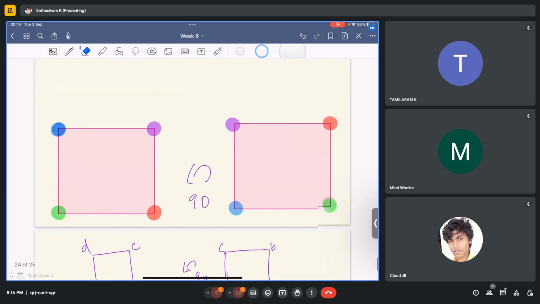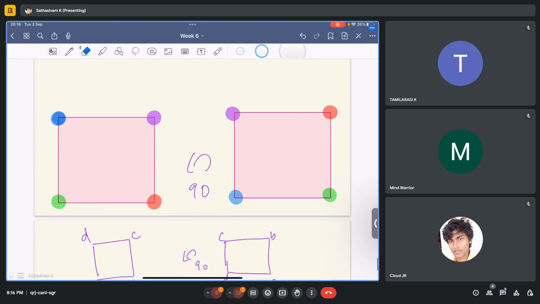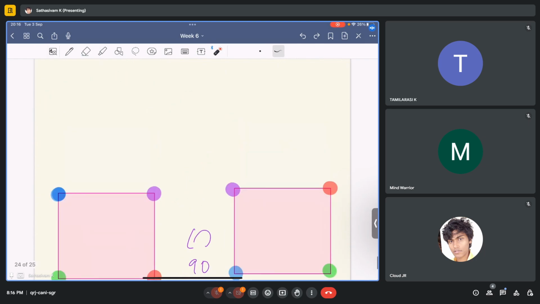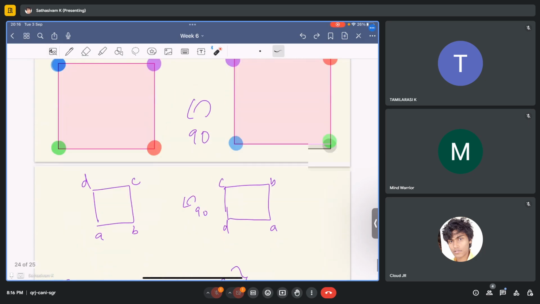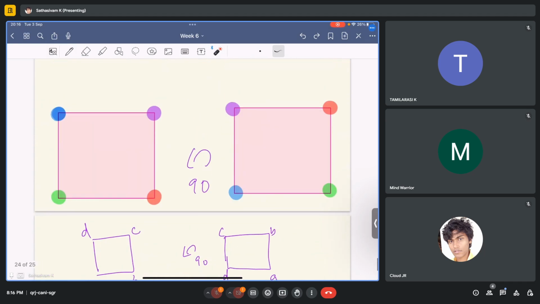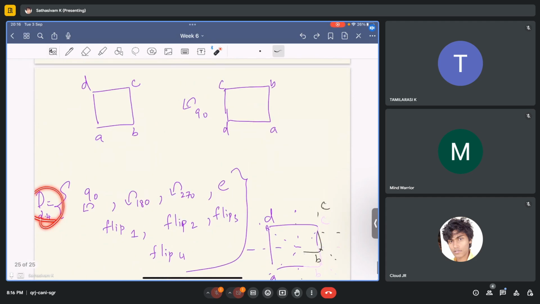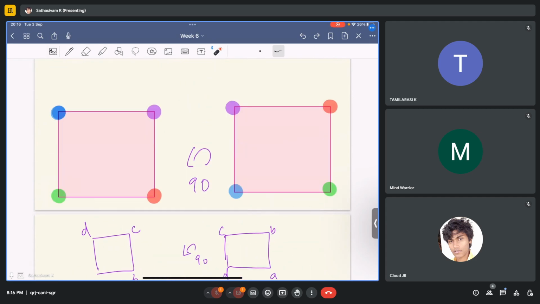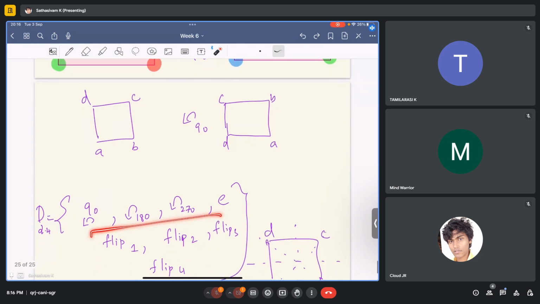So basically you have this square, right? You take a square and then you put it back in, and there are many ways you can do it. When you put it back, these are called symmetries, and this dihedral group acts on the symmetries. Basically these are all the symmetries.